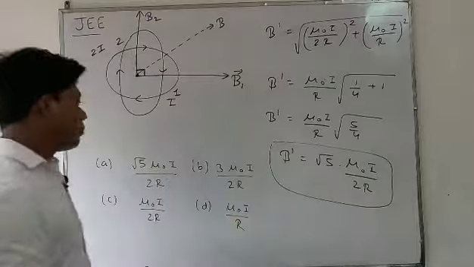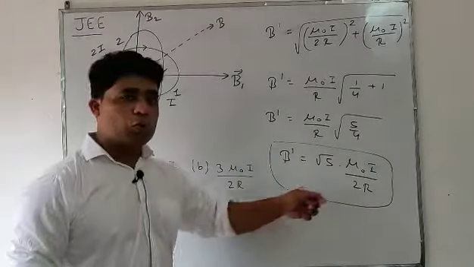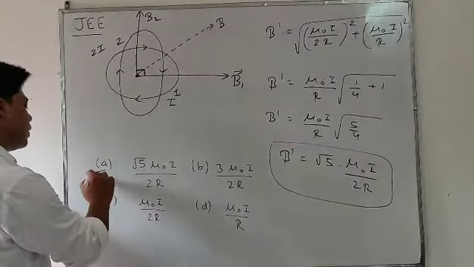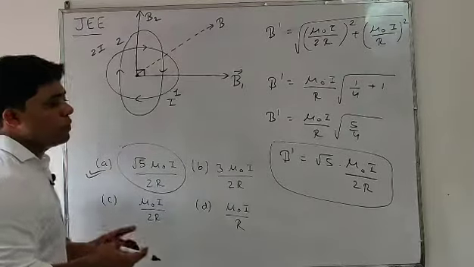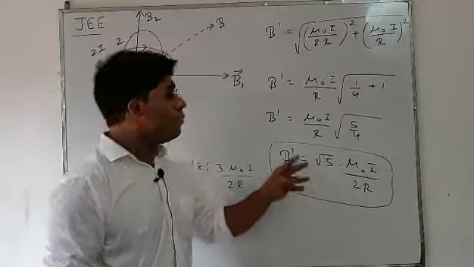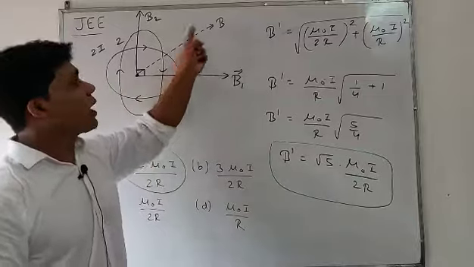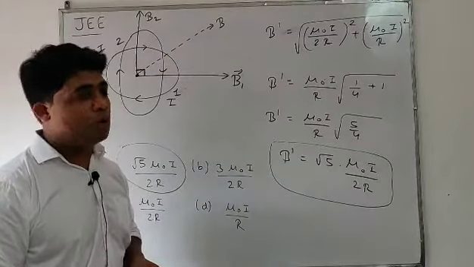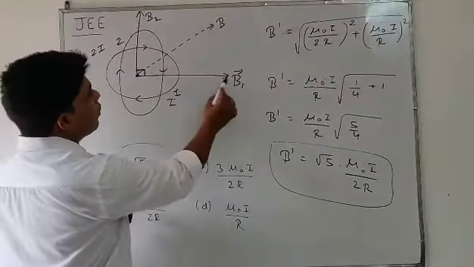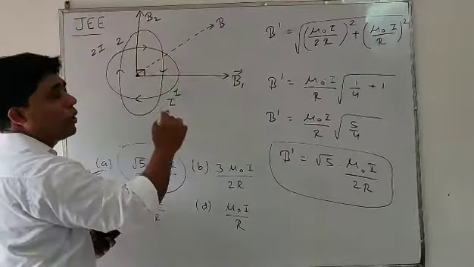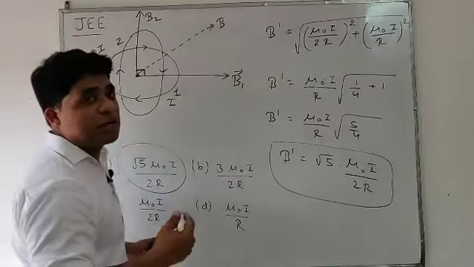So which one is the correct option? Root 5 mu naught I upon 2R. So option A is the correct option. This one is the correct option. This will be the total magnetic field at the center, and this will be the direction of the resultant magnetic field. Okay, we found the magnetic field of the first coil, this is the magnetic field of the second coil, and this is showing the resultant magnetic field.